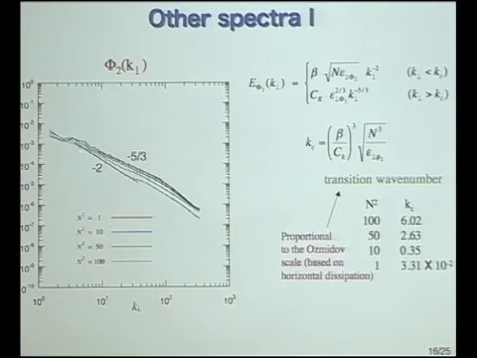For the other spectra, this is the wave energy as a function of horizontal wave number, which gives minus 2 for large scales and minus 5/3 for small scales. And in the same manner, we can calculate the transition wave number something like this. The transition wave number is proportional to the Ozmidov-like scale. The Ozmidov scale is something like this, but here the energy dissipation is based on horizontal dissipation.